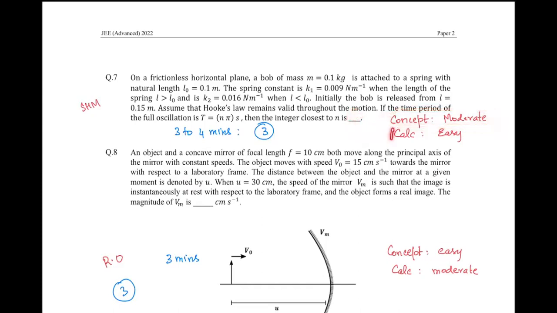So calculation wise it is pretty much easy. So if you got the idea, you read the question, you got the idea in around 3 to 4 minutes of time, you should have been able to get that right.